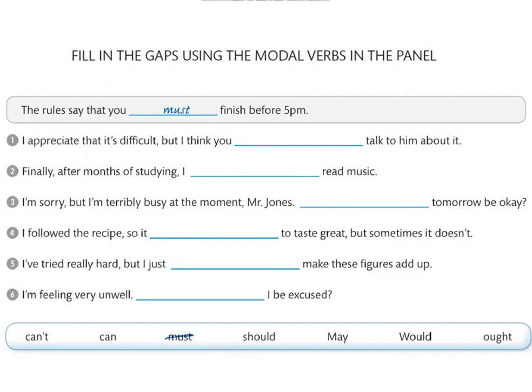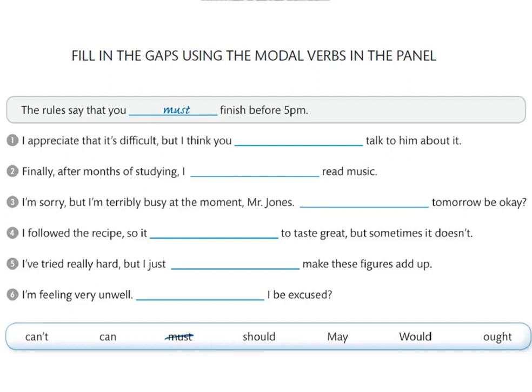Number 4. I followed the recipe, so it ought to taste great, but sometimes it doesn't. Number 5. I've tried really hard, but I just can't make these figures add up.